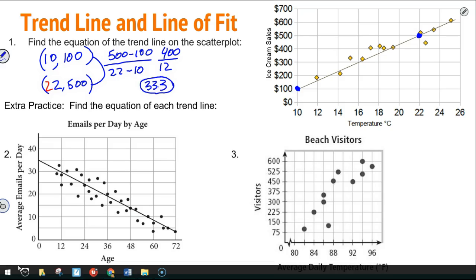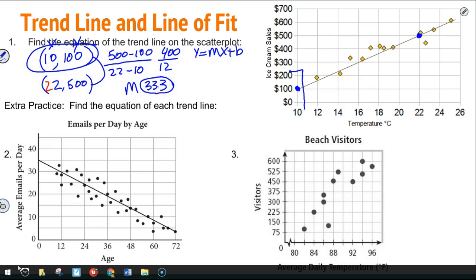33.3. That is our slope. That's the m. I need to use an x and a y from an ordered pair. I'm going to choose 10, 100. This x, y, and m is going to combine into y equals mx plus b to give me my y-intercept. Really quick, I want to point something out.